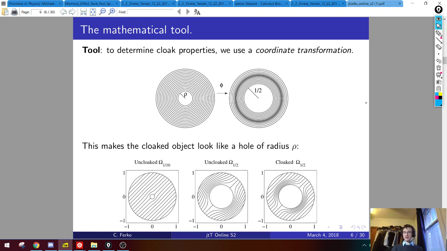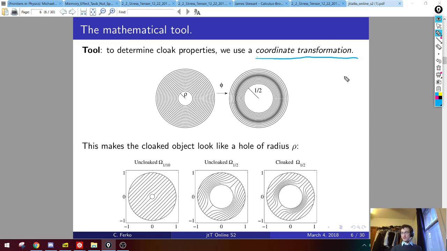So that's the answer. To understand why this is true and how you design such a property, and really the reason why I'm interested in this question, this is actually closely related to certain mathematical techniques in theoretical physics and string theory. So to build this thing, we're going to need to use some mathematics using a so-called coordinate transformation.